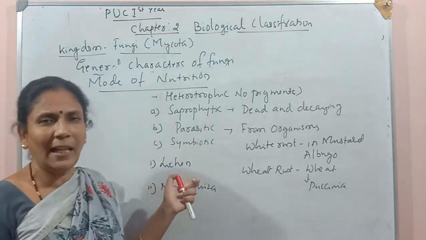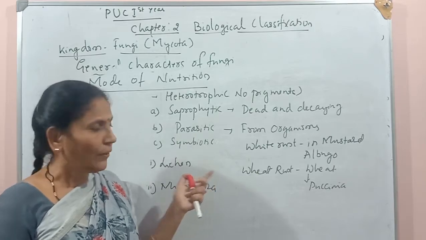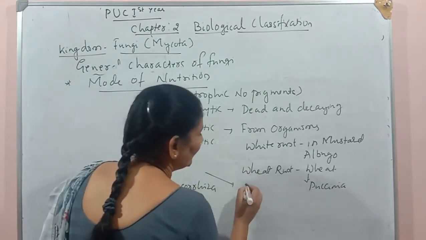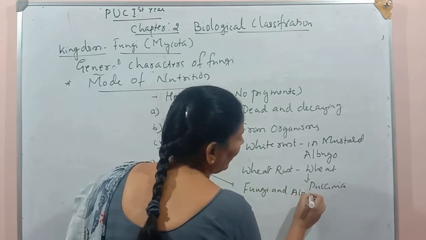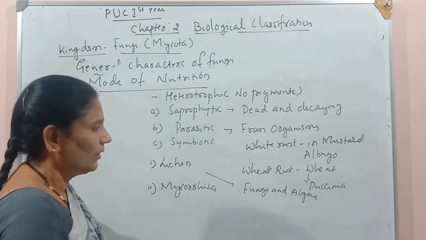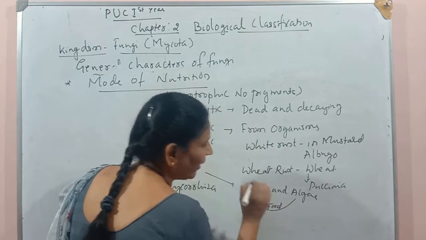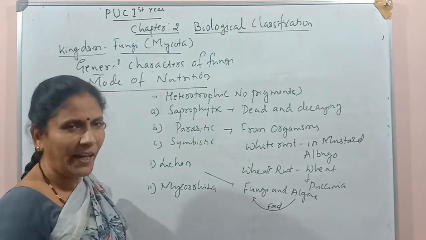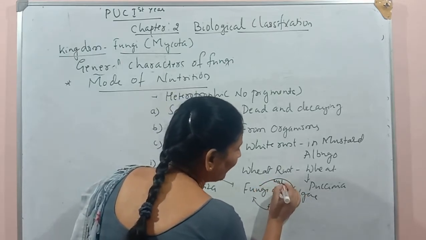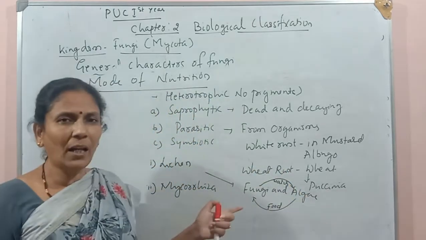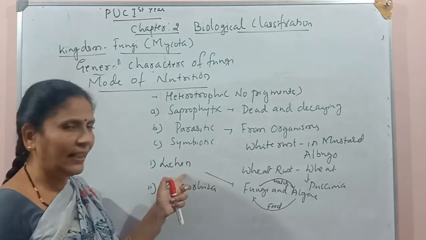First of all, we discuss lichen. Lichen is a type of symbiotic relation which exists between fungi and algae. Here, algae provide food to the fungi by photosynthetic reaction, while in turn fungi give water to the algae. Both are mutually benefited, and this relation is called lichen.